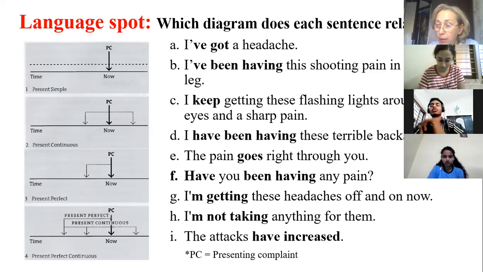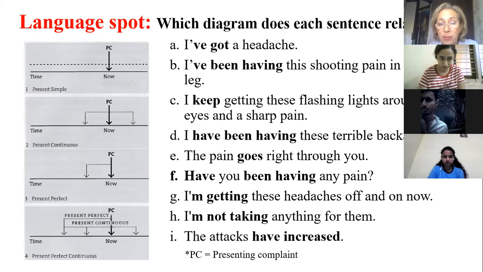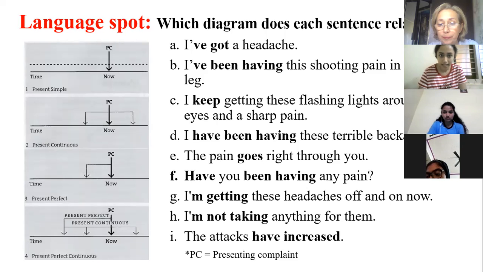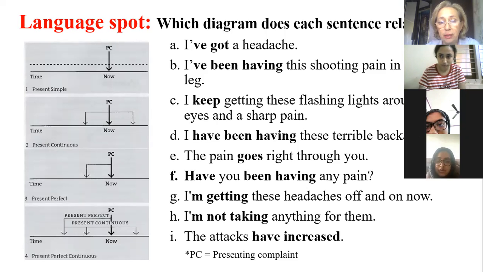Okay, so Hepzibah, sentence B, please. I have been having this shooting pain in my leg. Okay, so which diagram does it match with? Present continuous, ma'am. Yes, you're right that this is continuous form of having, but there are 2 auxiliary verbs, have and been. Present perfect continuous. Present perfect continuous, you are right, okay?